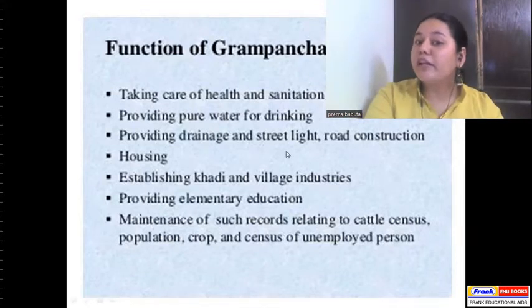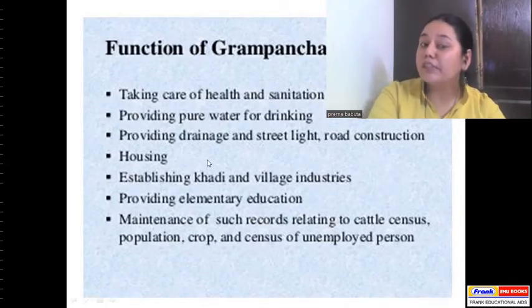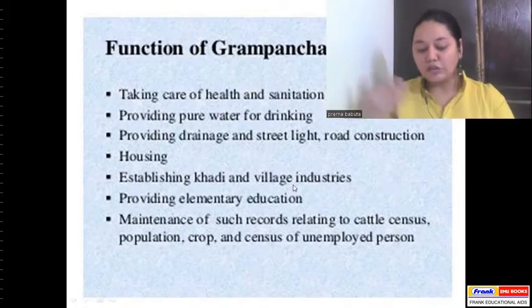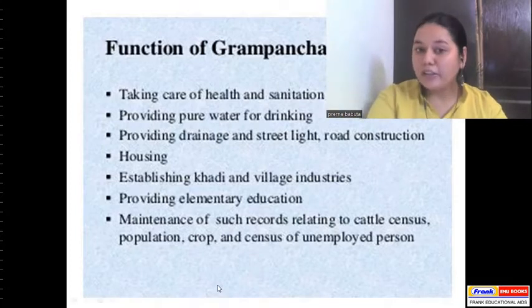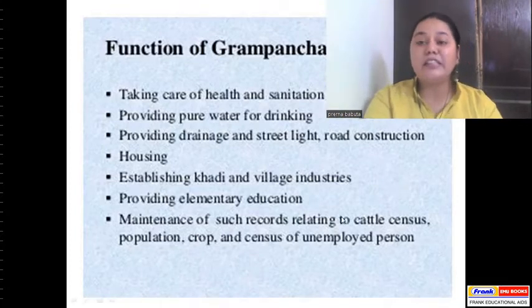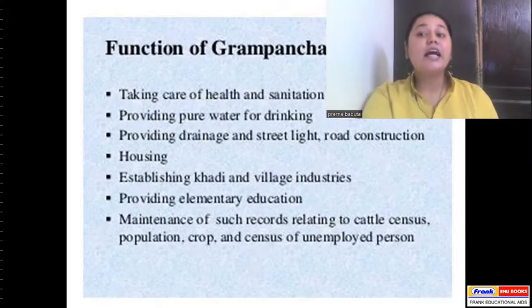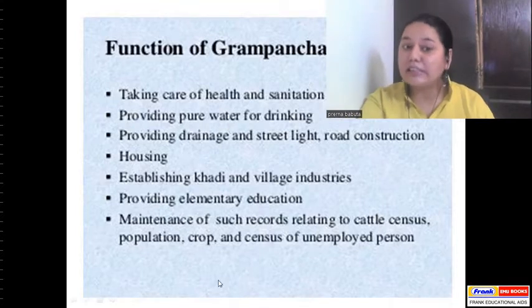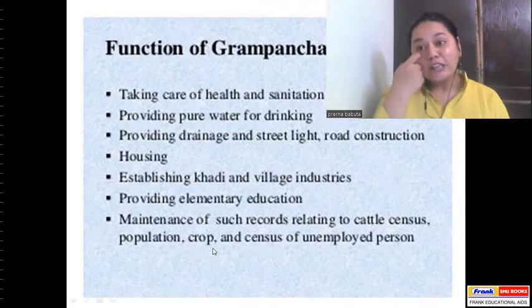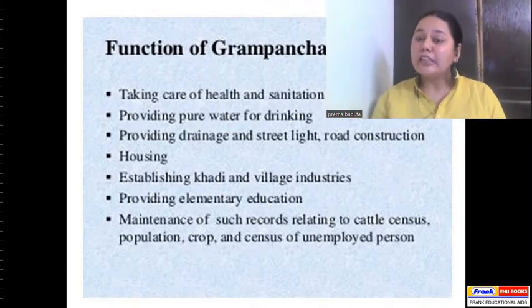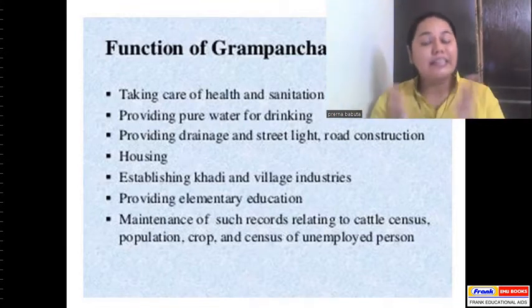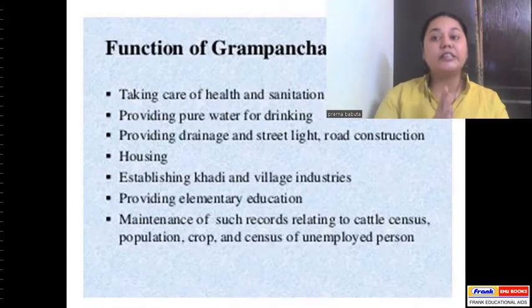Then providing drainage and street light, road construction, then housing facilities, then establishing khadi and village industry so that sources of income are generated. Elementary education. If you look at all these facilities, these are the basic facilities that must be provided to the villagers by the Gram Panchayat. Maintenance of records such as cattle census, population, crops, etc. Why are these basic facilities required? Of course, for the progress of the village and its residents. So these basic facilities need to be provided.